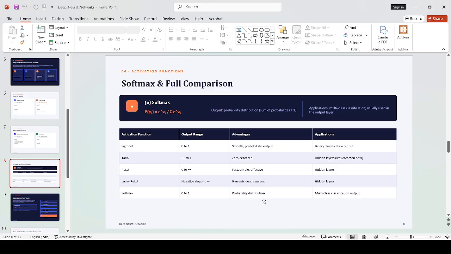The table on this slide compares all major activation functions. Sigmoid is suitable for binary classification. Tanh is mainly used in hidden layers, although it is used less frequently today. ReLU is the most popular activation function for hidden layers because of its speed and effectiveness. Leaky ReLU improves upon ReLU by preventing dead neurons. Finally, softmax is the preferred choice for multi-class classification problems.